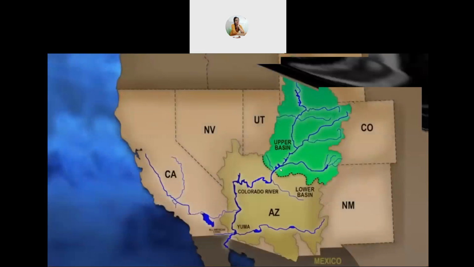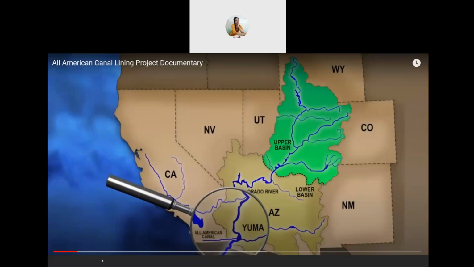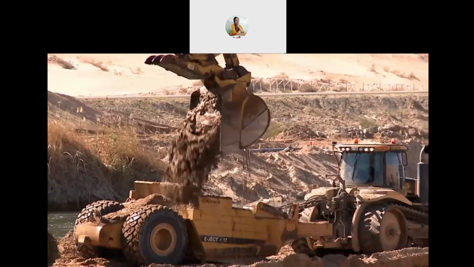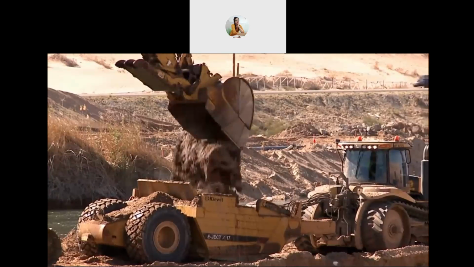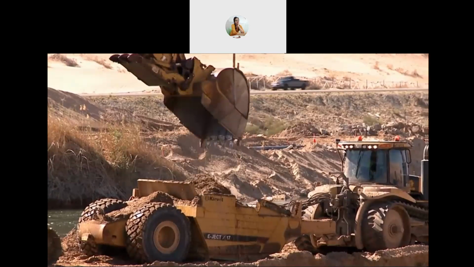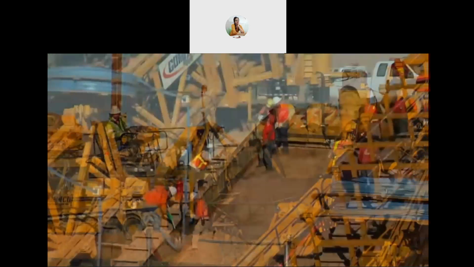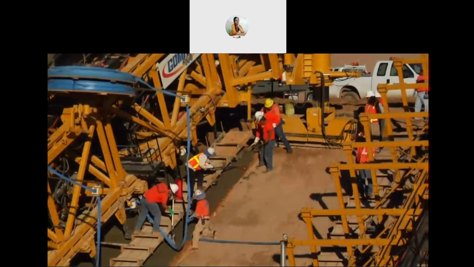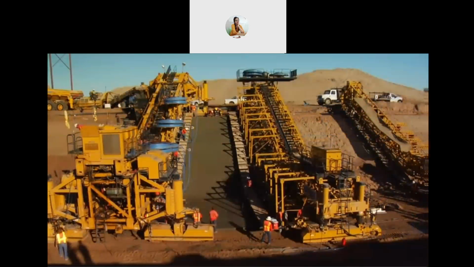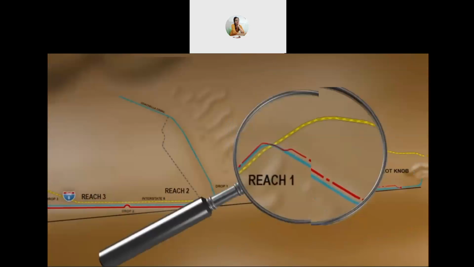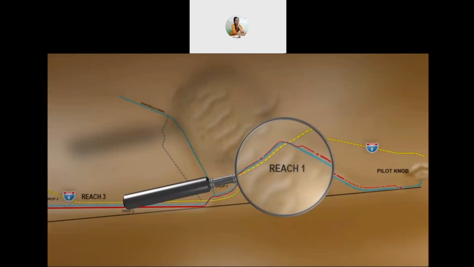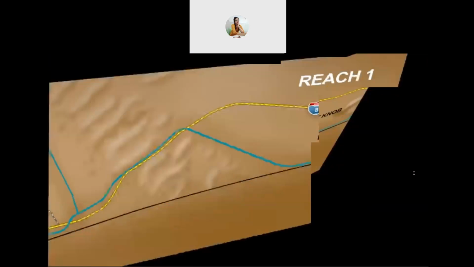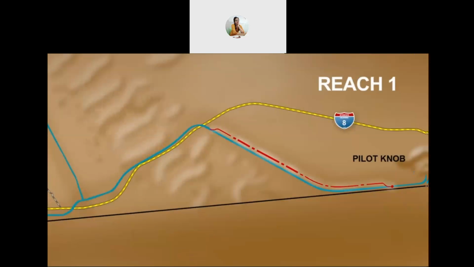Canal Lining Project started approximately 6 miles west of Yuma, Arizona. Approximately 21 million cubic yards of earth would be excavated, and more than 2 million square yards of 4-inch thick concrete would be used in the lining of the 23-mile canal. Reach 1 started downstream of a mountain peak called Pilot Knob and ended at the first hydroelectric power station called Drop 1.